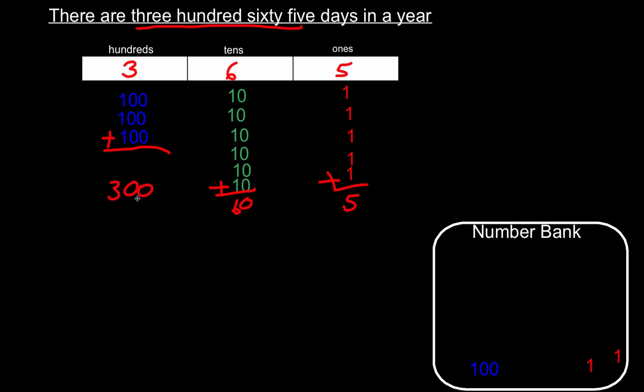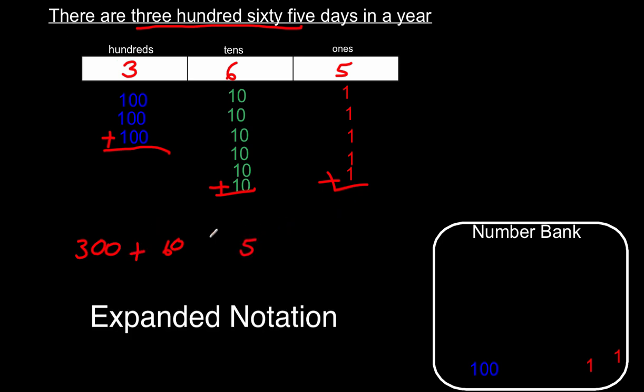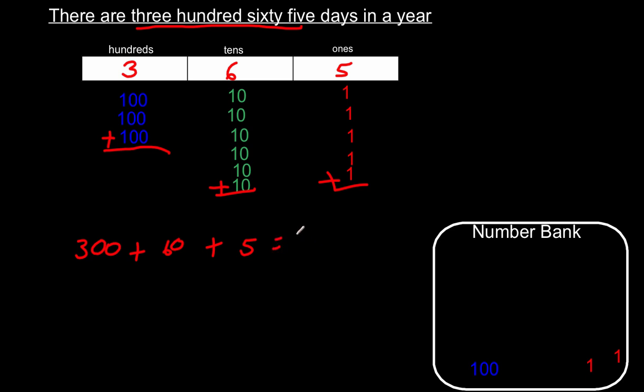So I can take this 300, add in the 60, add in the 5, and that's called expanded notation, by the way. And see that I get 365.